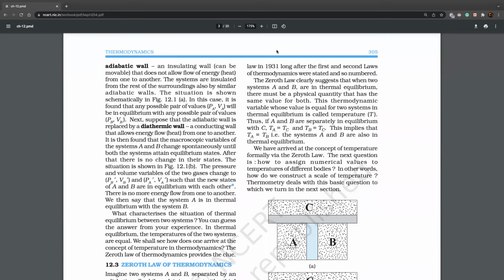Next, suppose that an adiabatic wall is replaced by a diathermic wall. Like we saw, it was a conducting wall that allows heat energy to flow from one system to the other. So it is then found that the macroscopic variables of the systems A and B change spontaneously until both systems attain equilibrium state. So what does spontaneously mean? Spontaneous means we can say it is a fast reaction, one which is irreversible.